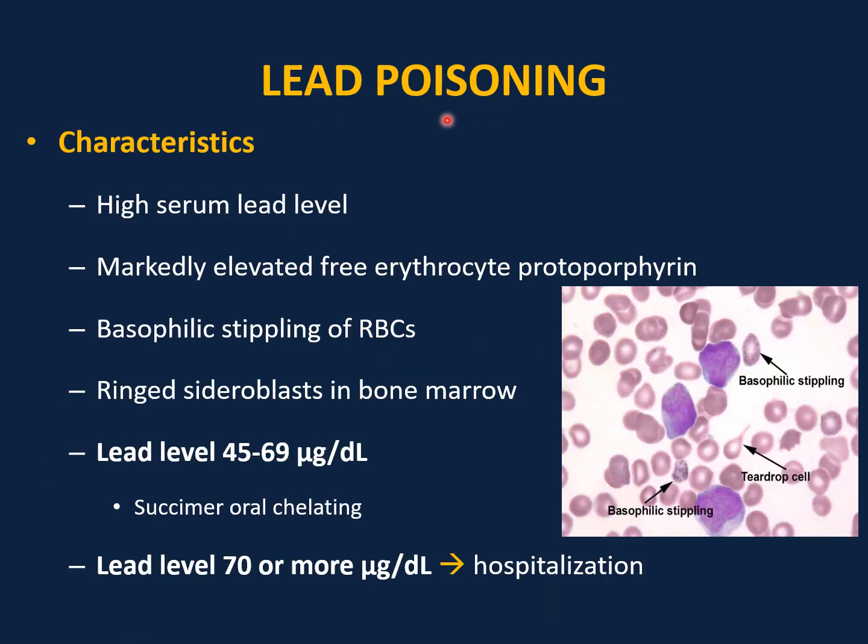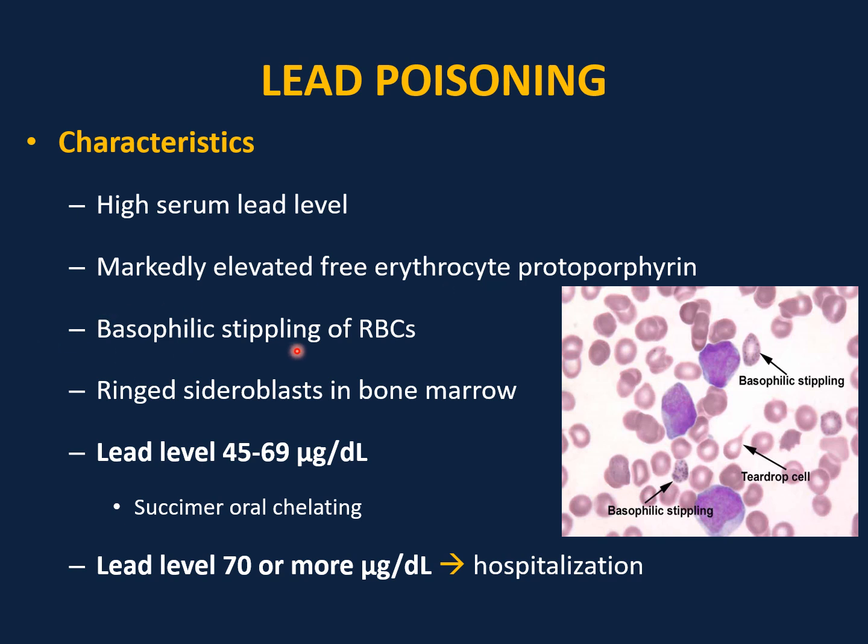Lead poisoning is a very important cause of microcytic anemia, and the best way to confirm the diagnosis of lead poisoning is by a venous sample showing a high lead level. Also another test is free erythrocyte protoporphyrin, and we explained this test in the previous slide.